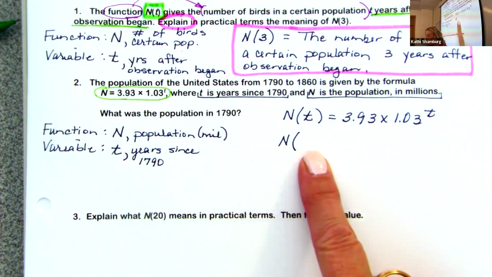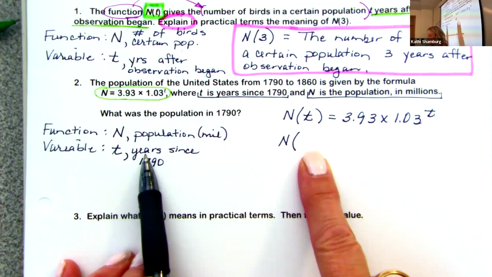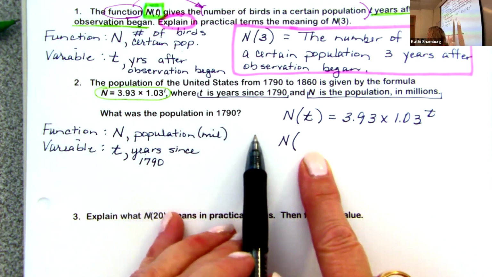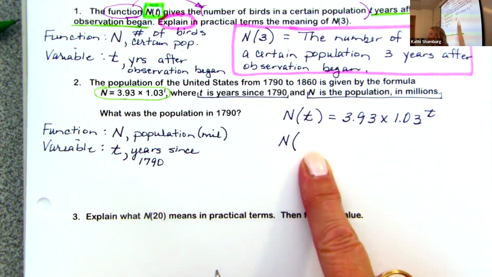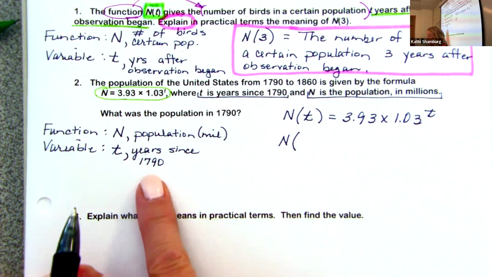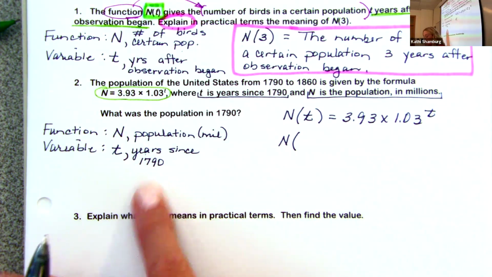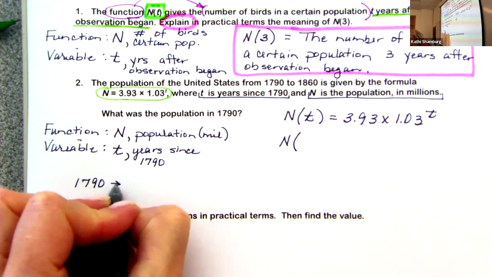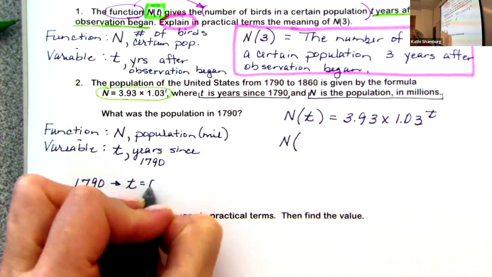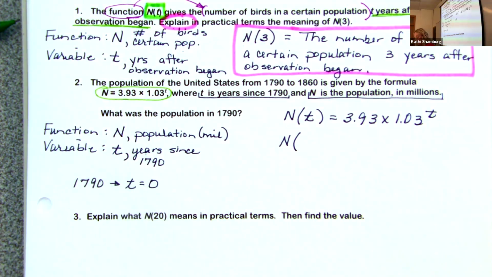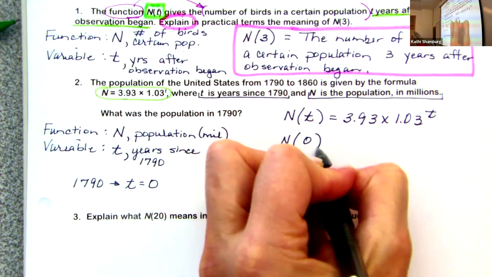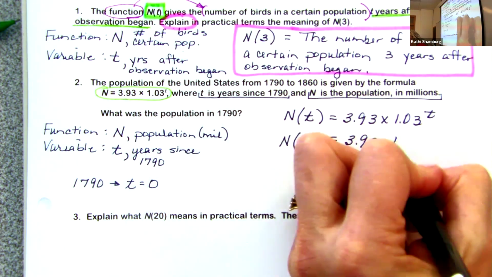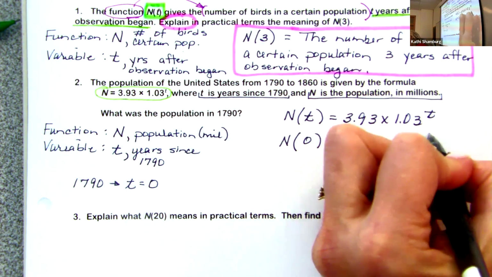This is where you need to be careful. T is the years, so if you do that, you're saying 1,790 years since the year 1790. This is the year that it begins. So in the year 1790, what is T? 0. This is your initial population. So we're going to put 0 here: 3.93 times 1.03 raised to the 0 power.